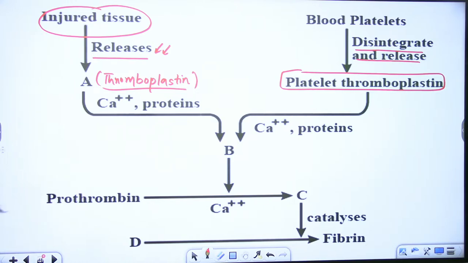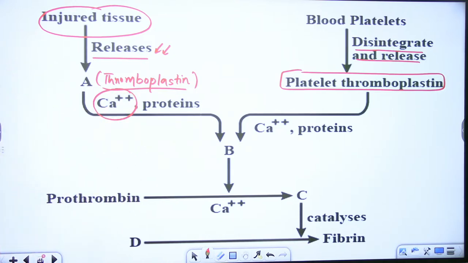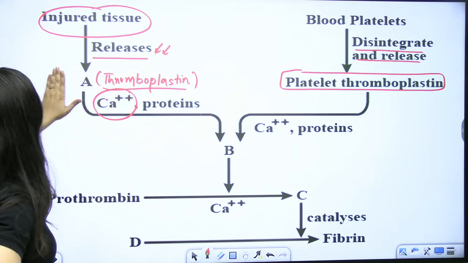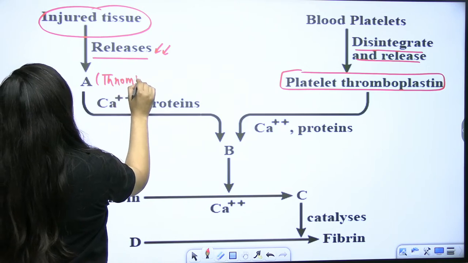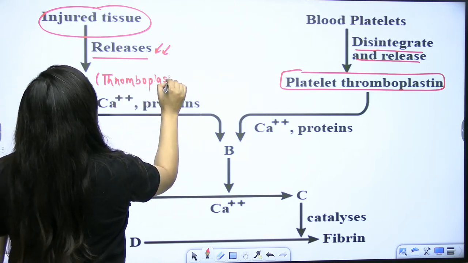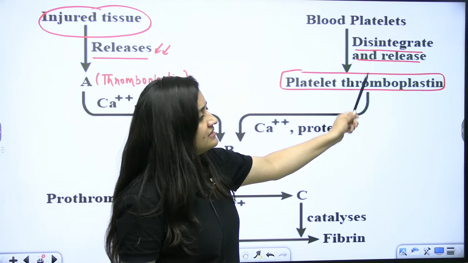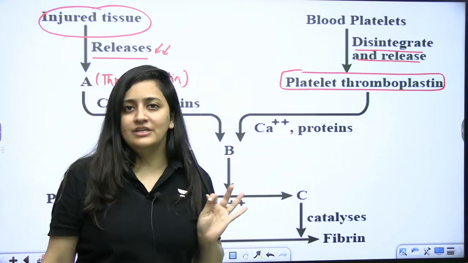So both these thromboplastins are going to react. They need the calcium ion. Calcium ion is very important for blood clotting. Here the things are missing, we have to put it. So A is what here? A is also the thromboplastin. So both your injured tissue and your blood platelets, which go to the injured site and disintegrate, release thromboplastin.